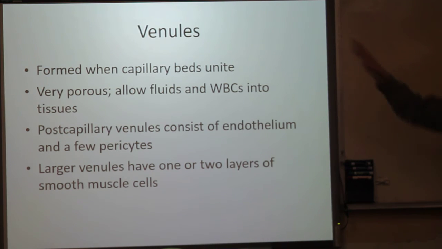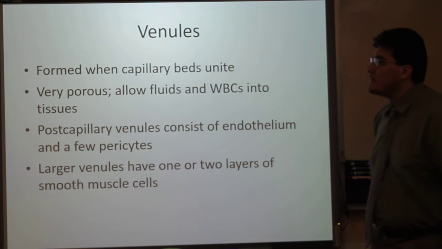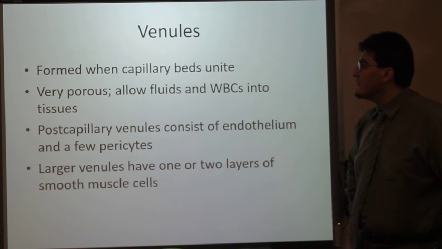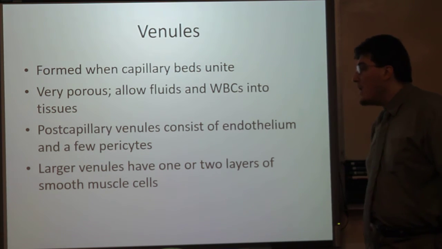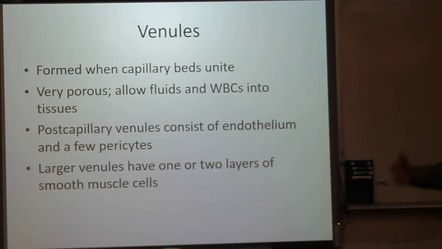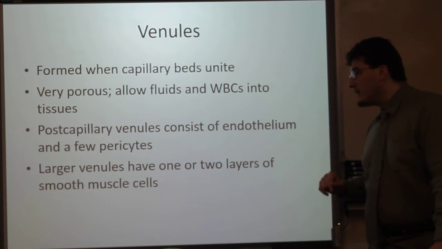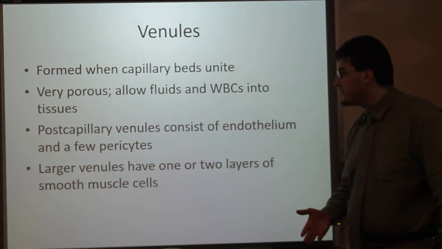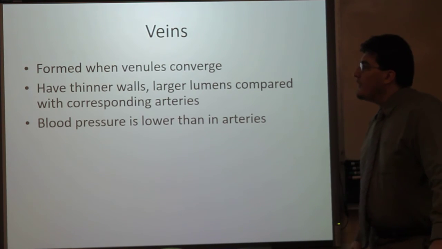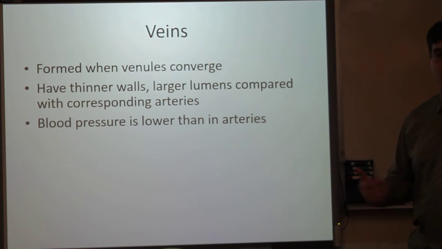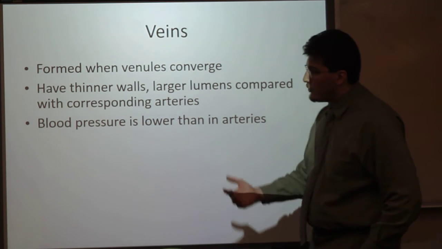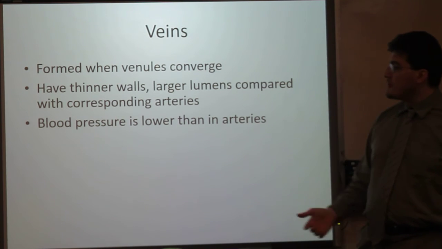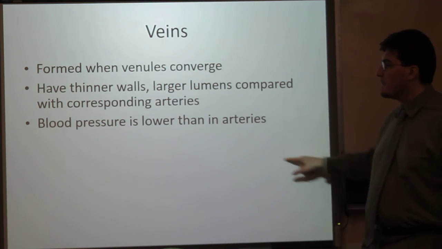Now, venules are formed when the capillary beds unite. Venules are porous. They allow fluids and white blood cells into the tissues. The post-capillary venules consist of endothelium and a few pericytes. Larger venules have 1 or 2 layers of smooth muscle. So veins are formed when venules come together. They'll have thinner walls, larger lumens compared to their corresponding arteries, and the blood pressure is lower than in arteries.